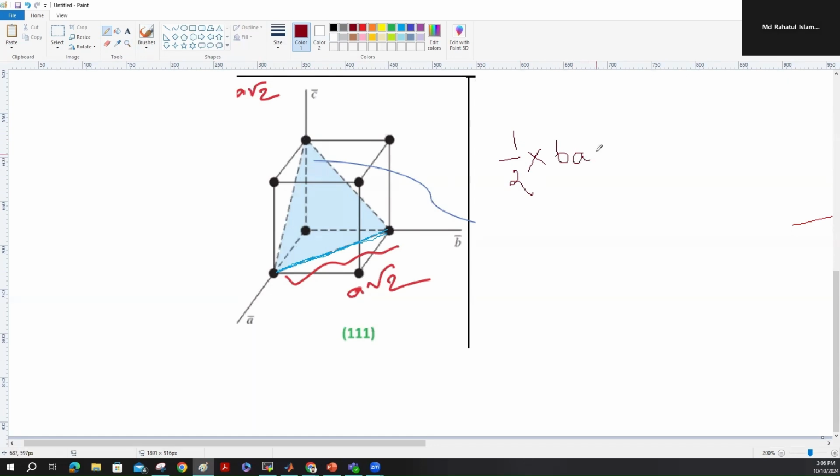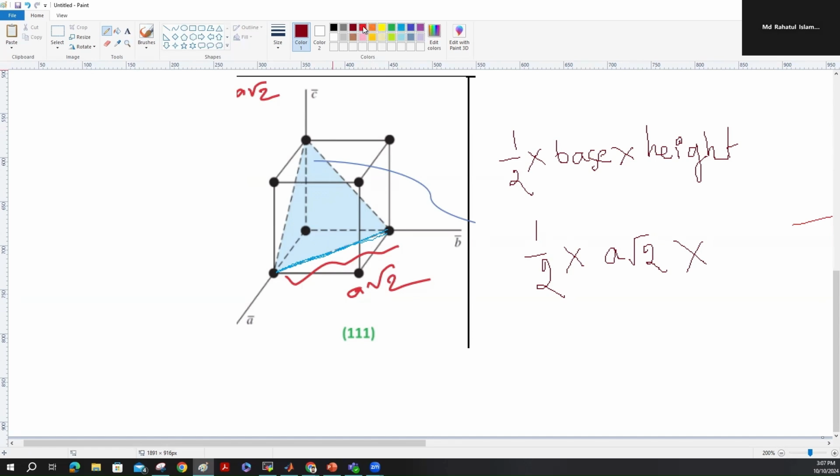base into height. So we have got the base already, which is a root 2. So half base is a root 2. So what should be the height of this triangle? Let me draw it first, then calculate.